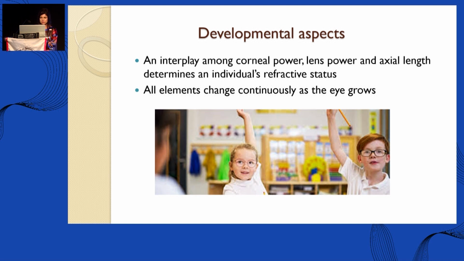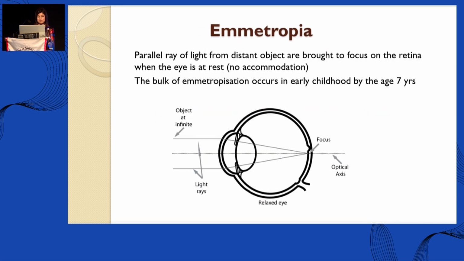Actually, one's ultimate refractive status is an interplay among corneal power, lens power, as well as axial length, and all these elements are changing continuously as the eye grows up to the age of 7. The ultimate goal is emmetropia. That means the parallel rays of light from a distant object are brought to focus on the retina when the eye is at rest without accommodation. The bulk of this process is happening until the age of 7.